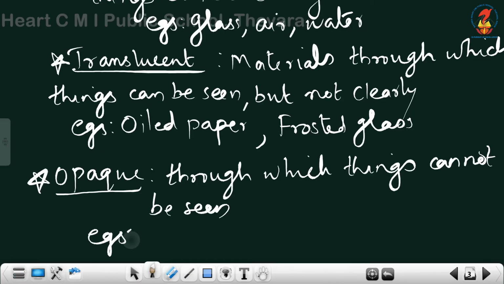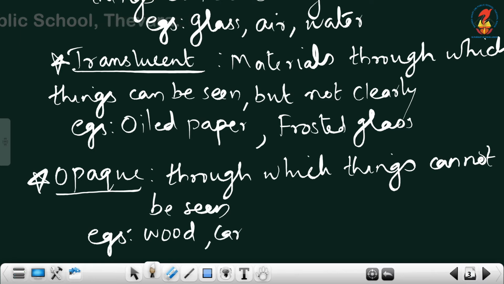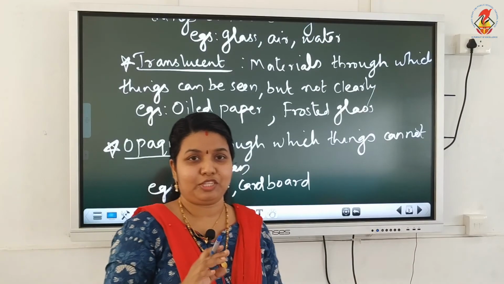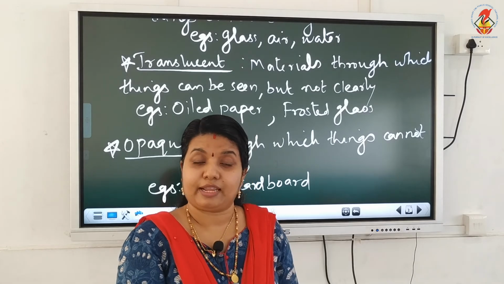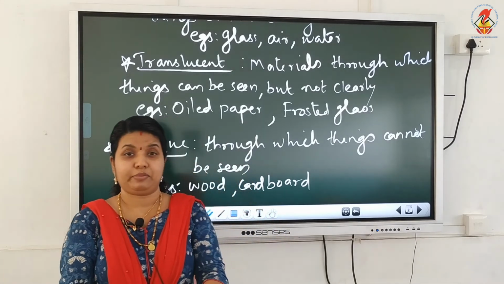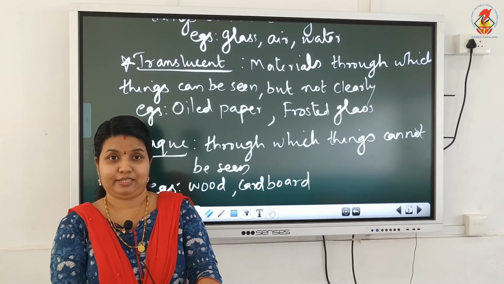Examples are wood, cardboard, etc. Okay. So, based on transparency, we can classify materials into three types: transparent materials, translucent materials and opaque materials.